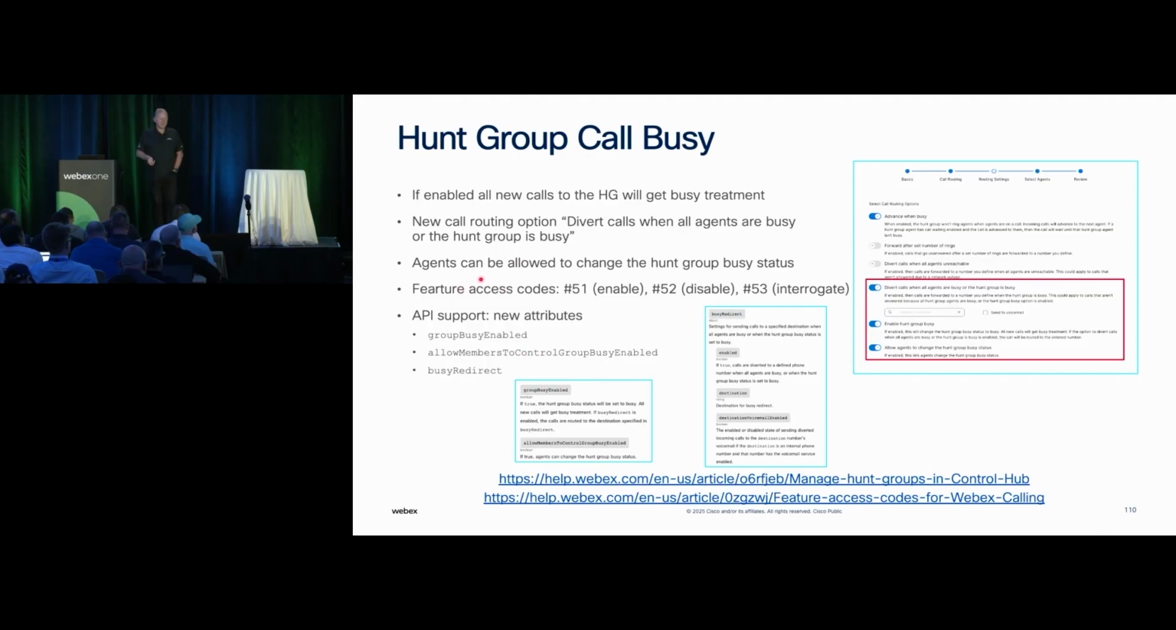It's also supported in the APIs. There are no dedicated endpoints for this. We just enhanced the data structure on the existing endpoints to manage hunt groups and added these 2 options here, basically group busy enabled and allow members to control group busy enabled. So 2 new attributes were added to the data structures.